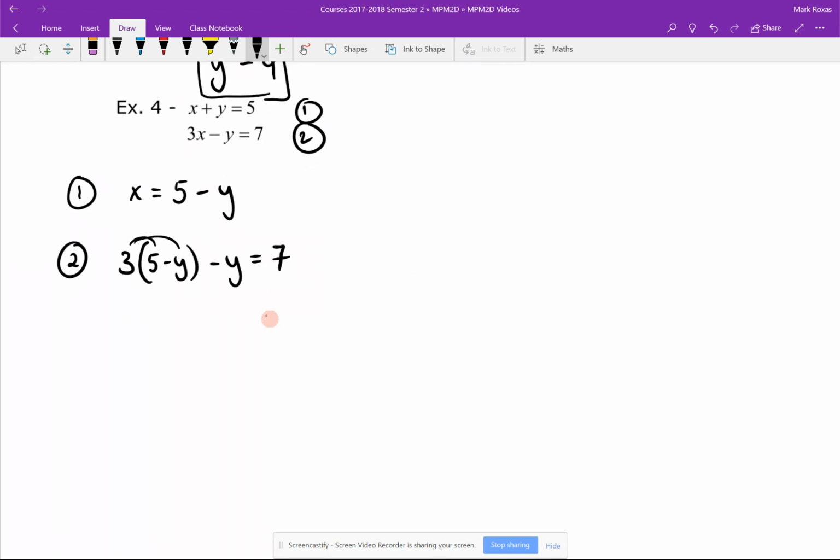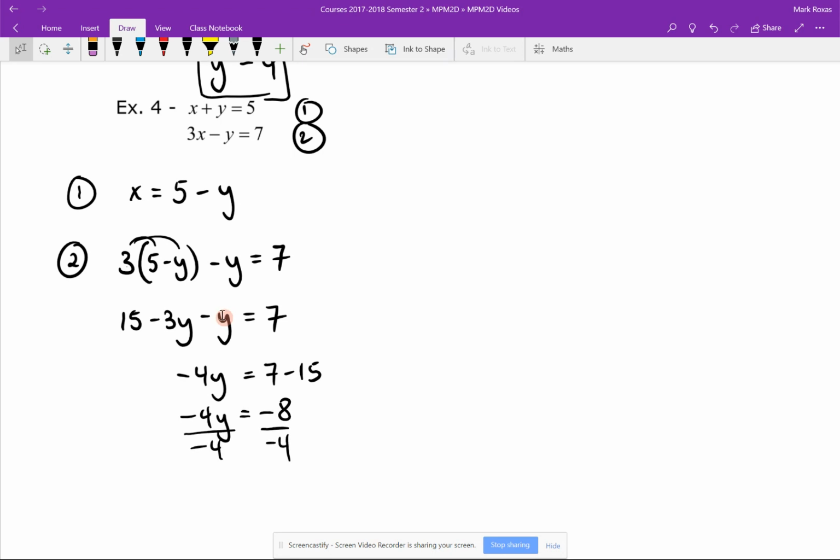Expand and simplify. So 3 times 5 is 15. 3 times y is minus 3y. And then you have your minus y outside equals 7. No more brackets. Collect like terms. Minus 3y minus y is minus 4y. And if I subtract 15 from both sides, I have 7 minus 15. No more 15 on the left. Negative 4y equals 7 minus 15, which is negative 8. And if I divide both sides by negative 4, I can isolate y. So y equals 8 divided by 4, which is 2. So there we go. y equals 2.